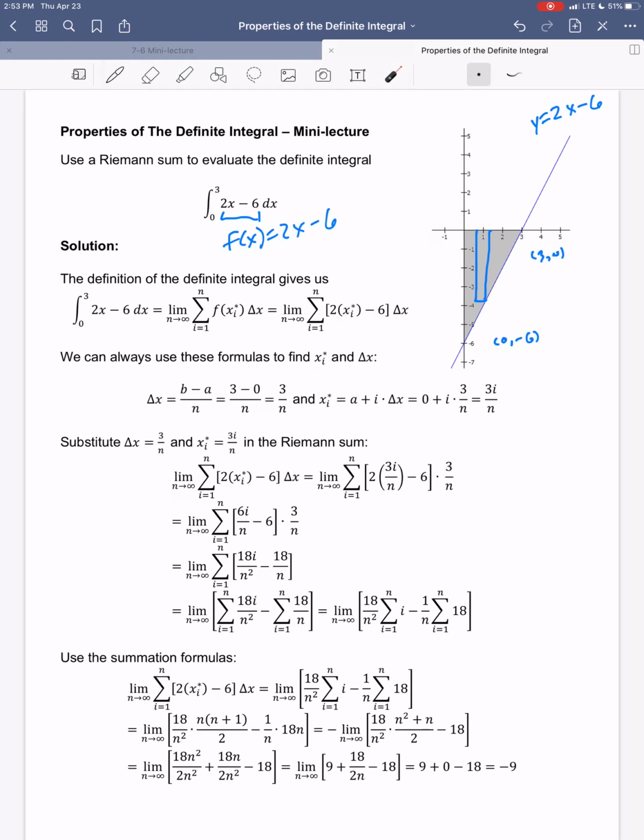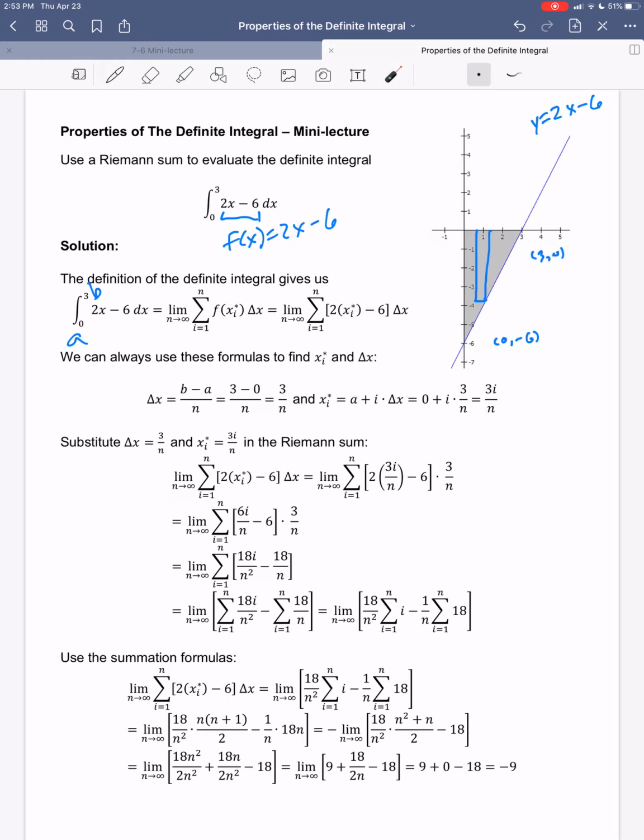And so for our value here, we've got that a is 0 and b is 3. So (b minus a) over n would be (3 minus 0) over n, which is just 3 over n. And then x sub i star is always a plus i times delta x. My a here is 0. My delta x we just found is 3 over n. So I just get 3i over n.